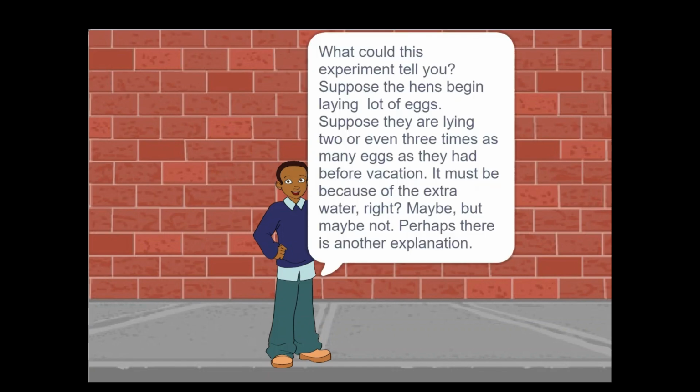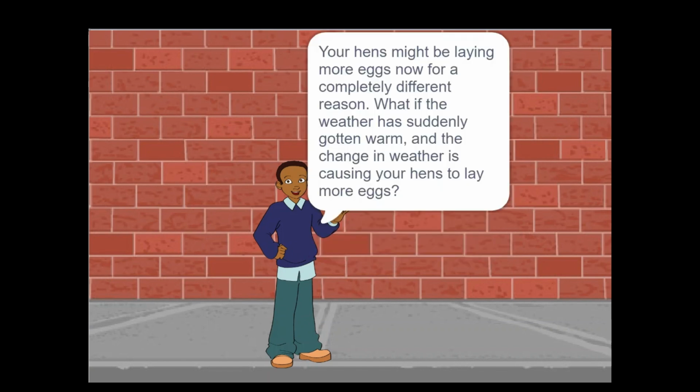Suppose the hens begin laying a lot of eggs. Suppose they are laying 2 or even 3 times as many eggs as they had before vacation. It must be because of the extra water, right? Maybe, but maybe not. Perhaps there is another explanation. Your hens might be laying more eggs now for a completely different reason. What if the weather has suddenly gotten warm, and the change in weather is causing your hens to lay more eggs?